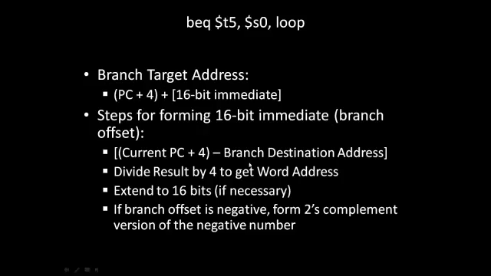However, this distance is written in bytes at this point, so in order to get it into a word address, we must divide the result by 4. Next, we must extend our result to 16 bits if it's not already 16 bits, so that it fits into the 16-bit immediate field. And finally, if our branch offset happens to be negative, we must form the 2's complement of that negative number.